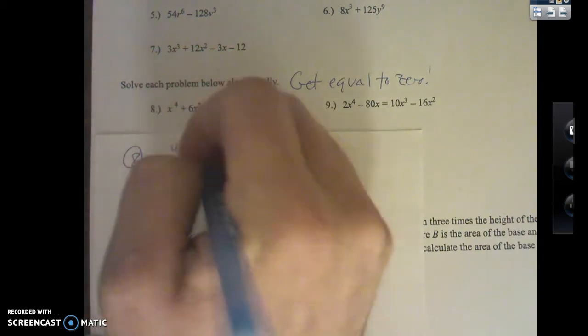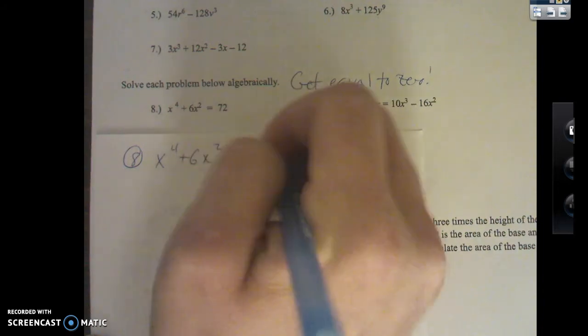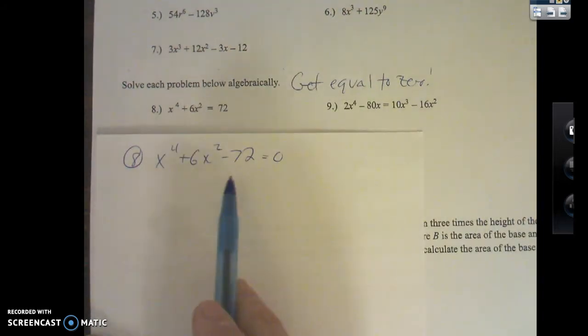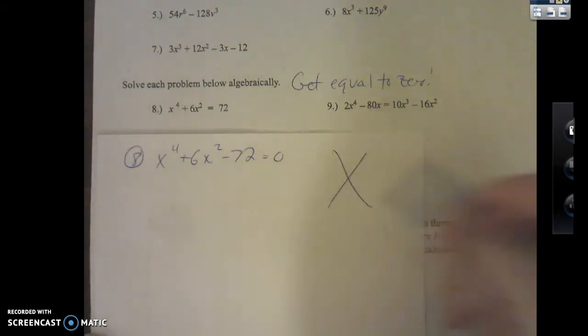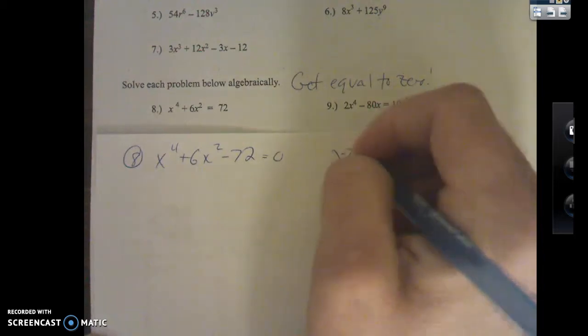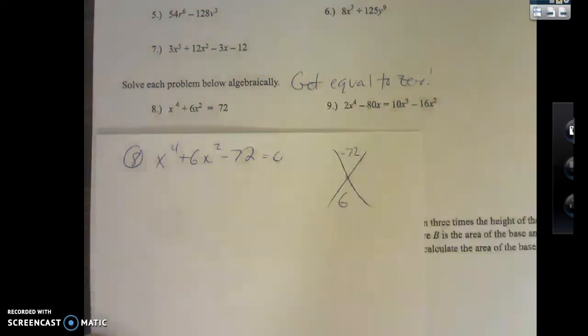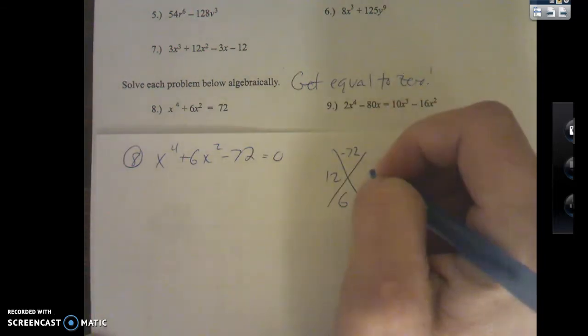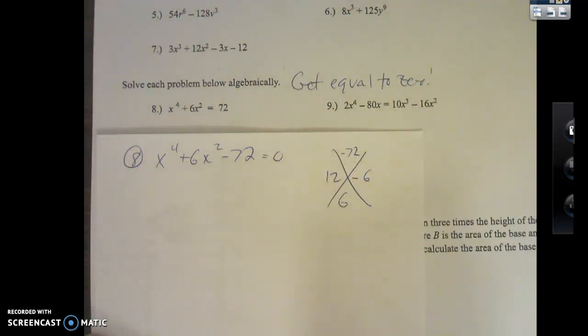So here I've got for number 8, x to the 4th plus 6x squared minus 72 equals 0. This is a trinomial. Now, we went over this in class. We're playing the x game. Negative 72 on top, 6 down low. Can you guys think of numbers that multiply to give you 72, but add, or in this case, subtract to give you 6? If you play around with this a little bit, I believe it's 12 and 6, but I want 12 and negative 6, because I want to get a positive 6.